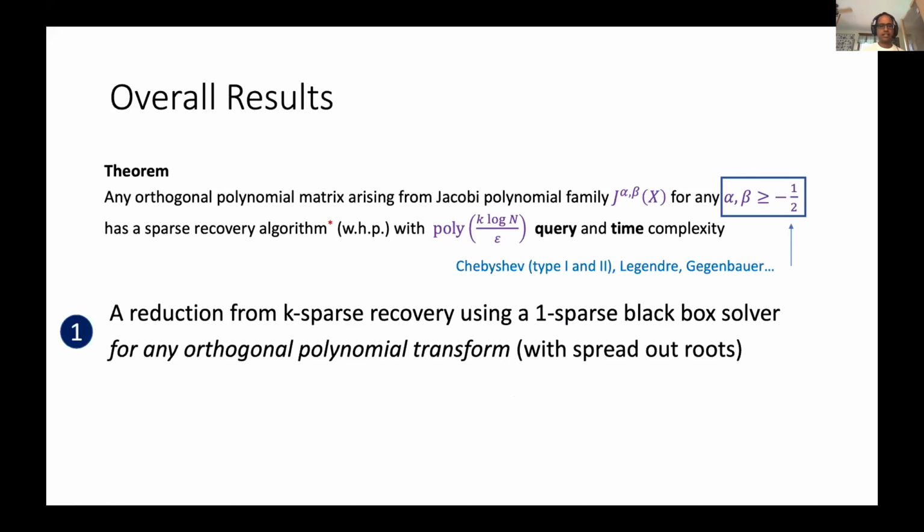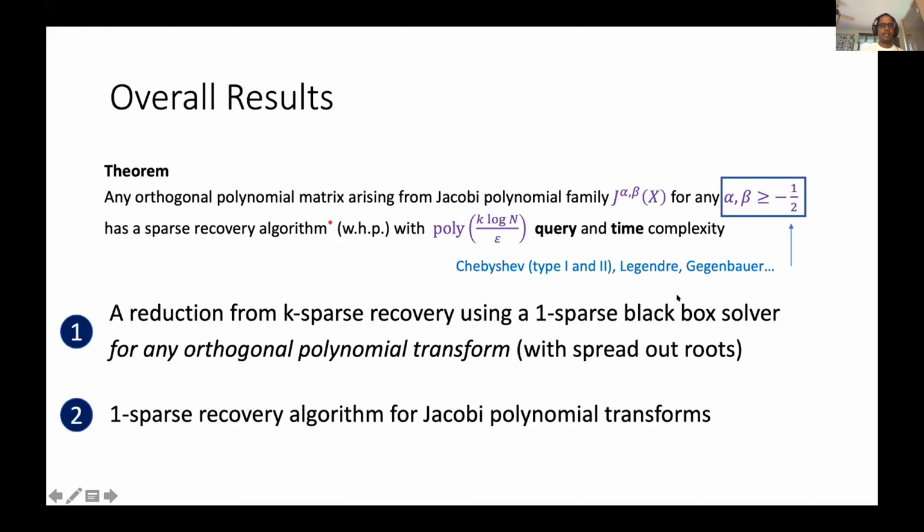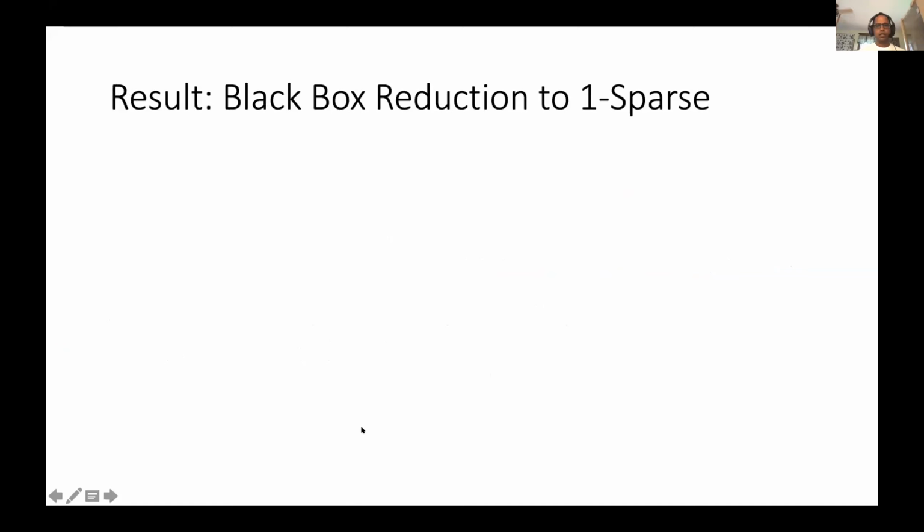So again, the first result is we do a reduction from k-sparse recovery using a one-sparse black box solver for any orthogonal polynomial transform, as long as the roots of the nth degree polynomial are spread out, which happens to be true for Jacobi polynomials. And then we give a one-sparse recovery algorithm for the Jacobi polynomial transform. The second thing is, well, if it is k-sparse, it's by definition spread out, but we need some assumption. So this is the worst case thing.